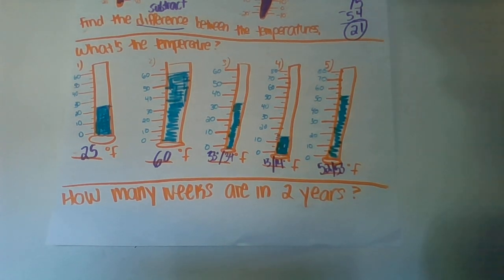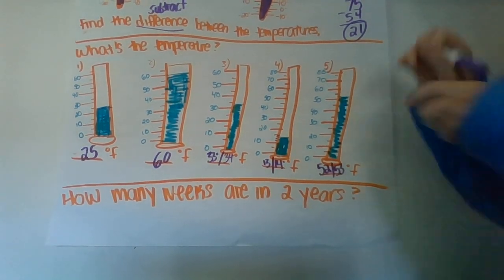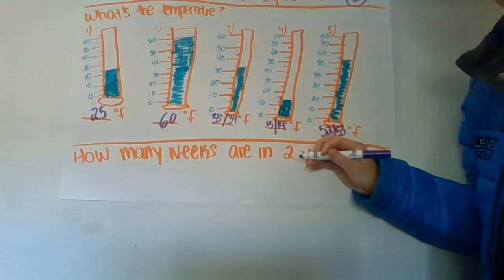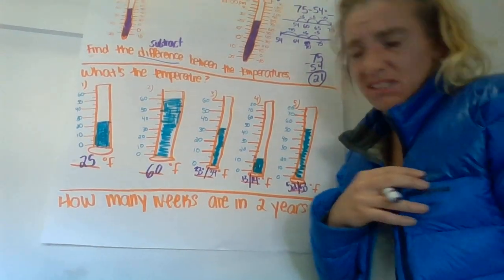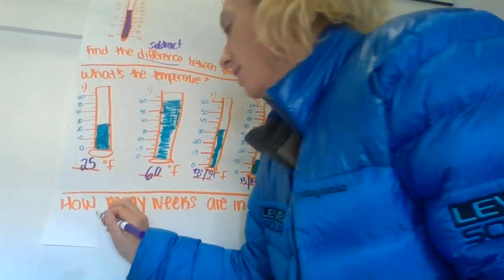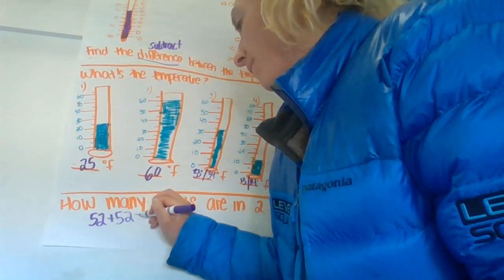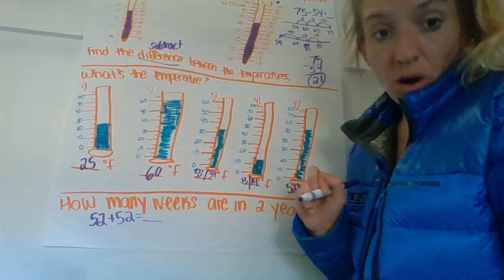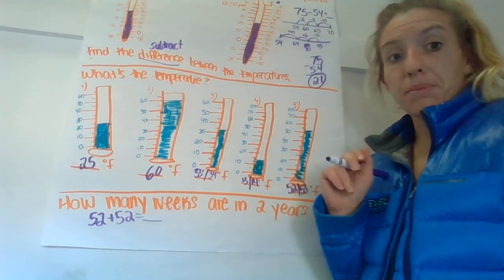Okie doke. So, how many weeks are in 2 years is my question. And I can start by first figuring out how many weeks are in 1 year. And if you're in Cornell, you know the song that goes 52. So my number sentence is 52 plus 52 equals blank. Or 52 times 2, 52 2 times, equals blank.